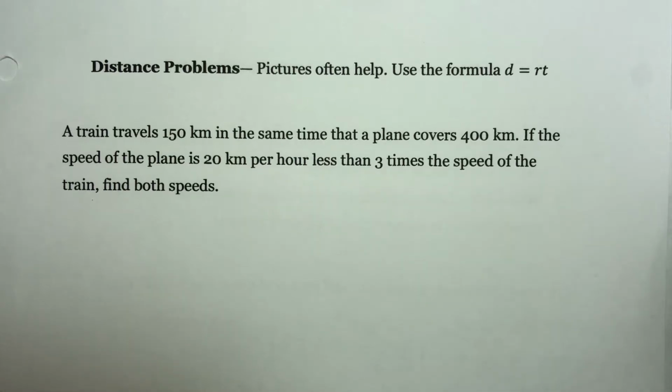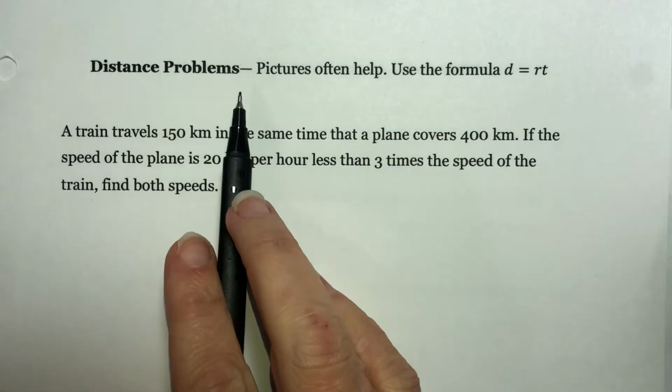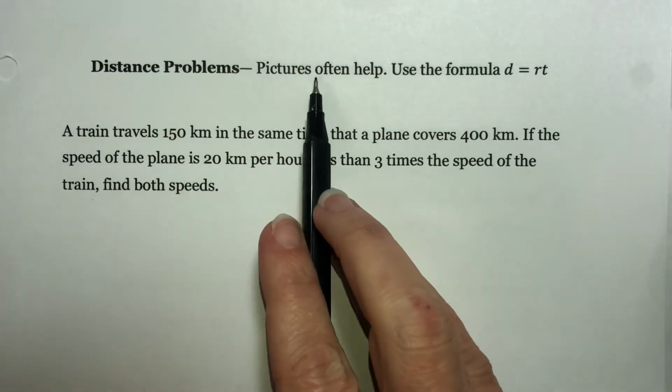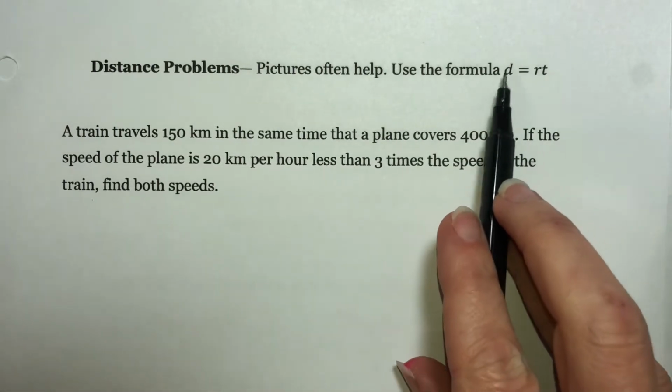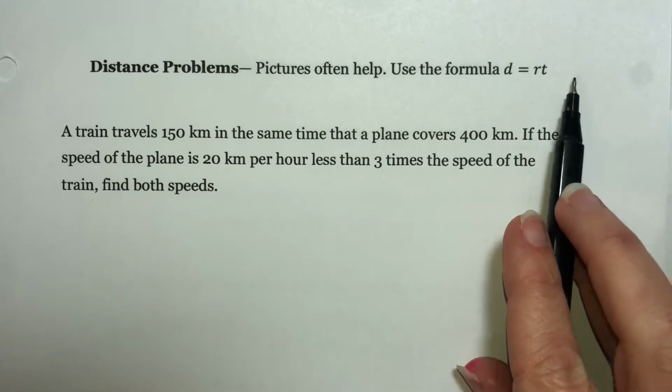This is part 2 of section 4.3. We're solving word problems using two variables. Let's work a distance problem. With distance problems, pictures often help. We're going to use the formula D equals RT, which is distance equals rate times time.